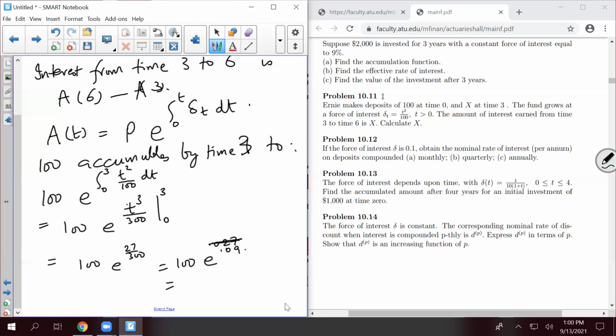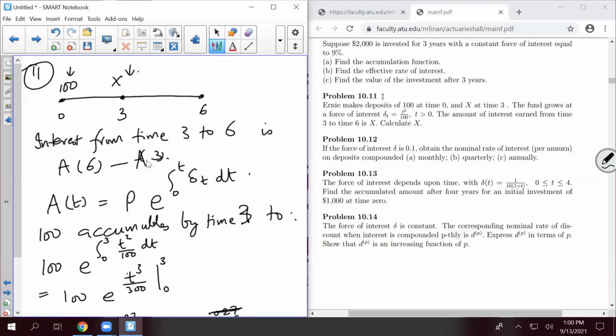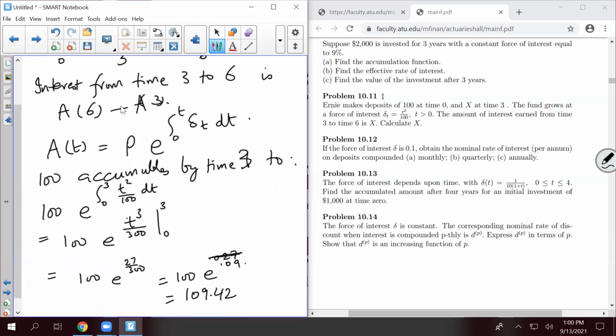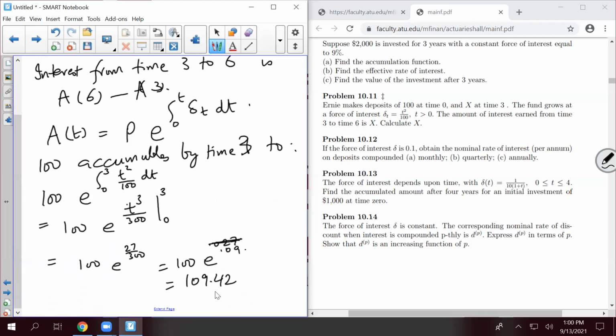So what do we get? 100 e to the 0.09, how much is it? 109.42. Okay, so that is how much this 100 accumulates to by time 3. But then what's happening at time 3? You are making another investment of X. So now suddenly your account will jump from 109.42 to 109.42 plus X, right?